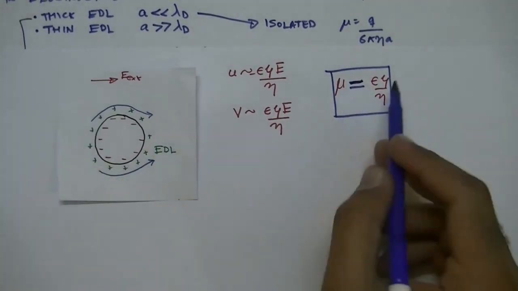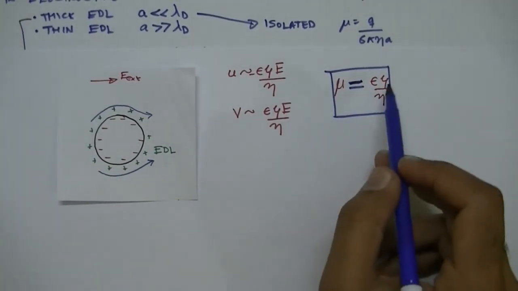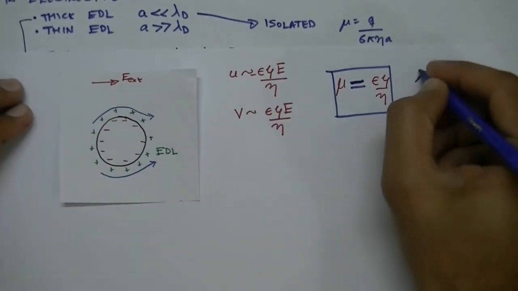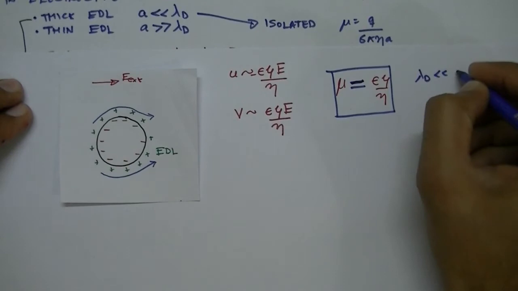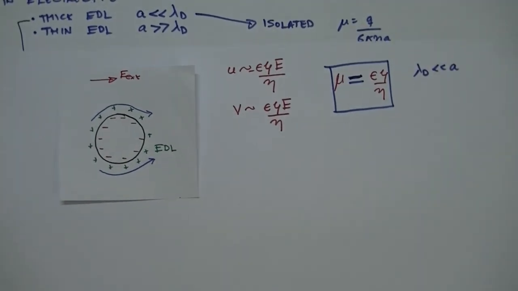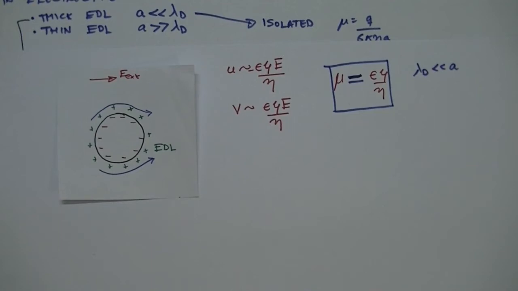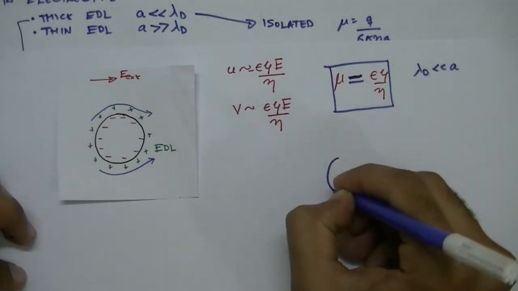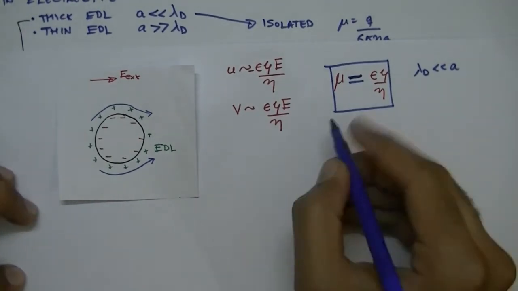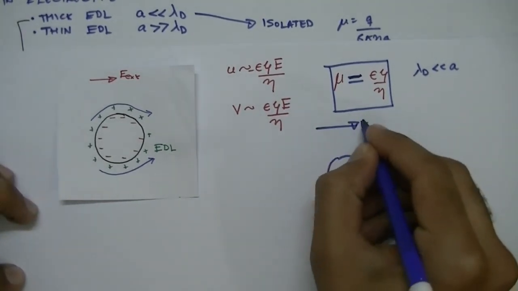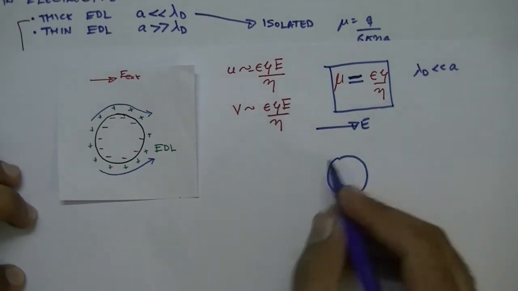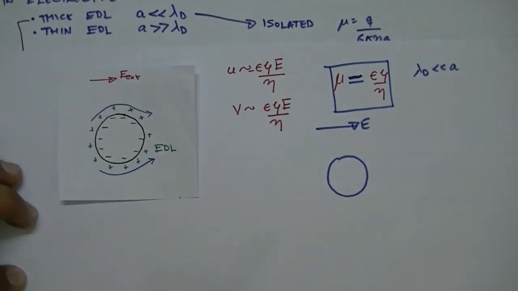So the physics is the same, and we'll now prove that mu is actually epsilon zeta over eta when the EDL is significantly smaller than the particle radius. Now to get the exact value of mobility, or to give a formal derivation of this mobility, we have this particle and we are applying an external electric field, but this electric field close to the particle is going to change.